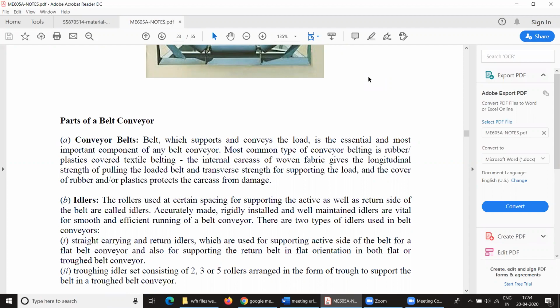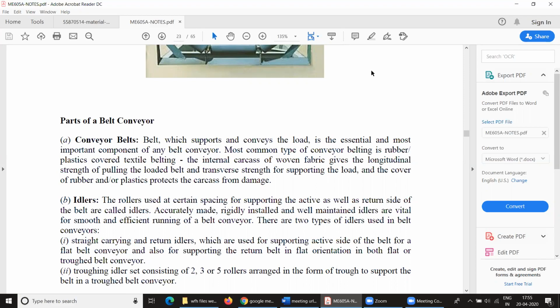And next, the conveyor belts must have a belt construction part. It must have a belt cover. It will have a belt width and belt splicing as well. I have already discussed the belt splicing in my earlier classes. And the next one is idlers.